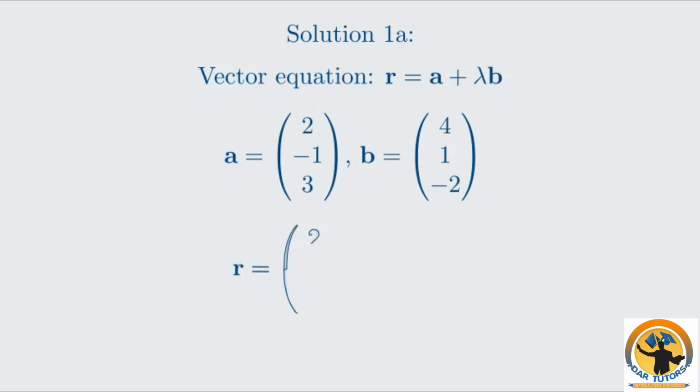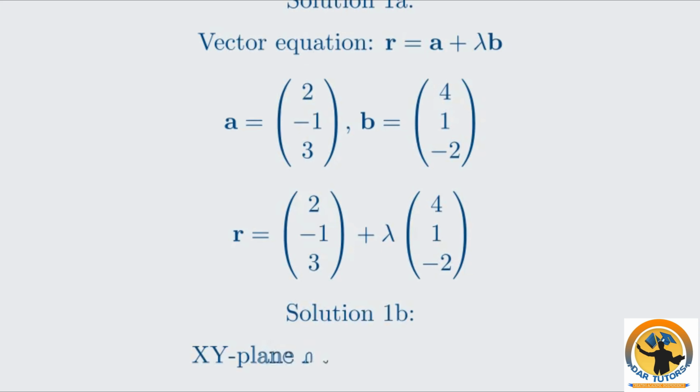Welcome back. Let's go through the solutions. Here is the solution to the first question. For part A, the vector equation is r equals the position vector of A, which is (2, -1, 3), plus lambda times the direction vector B, which is (4, 1, -2).